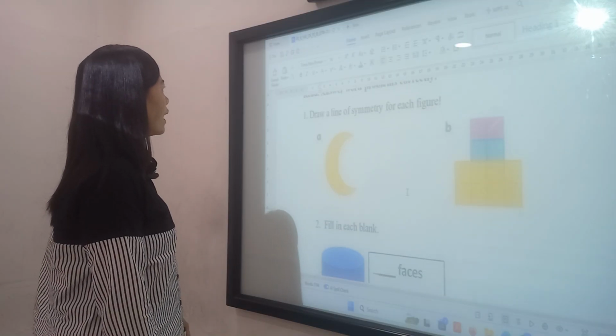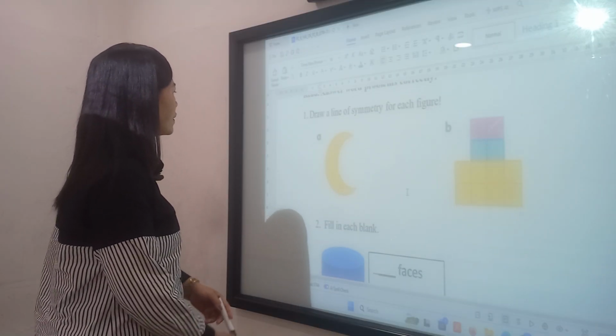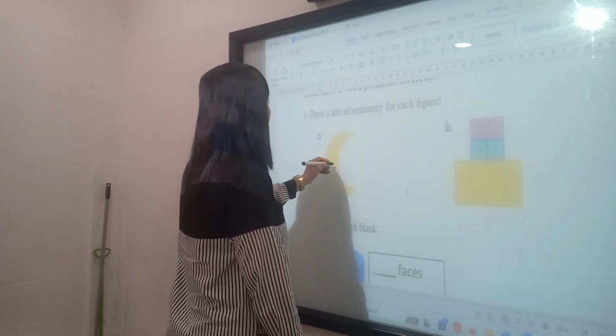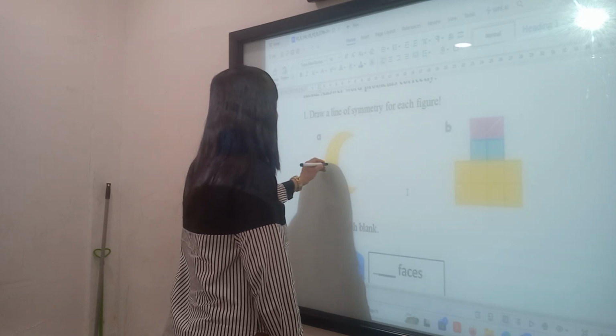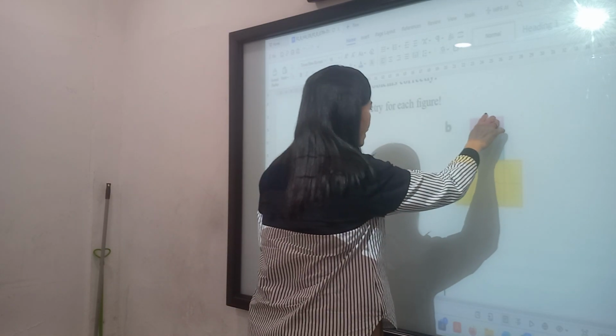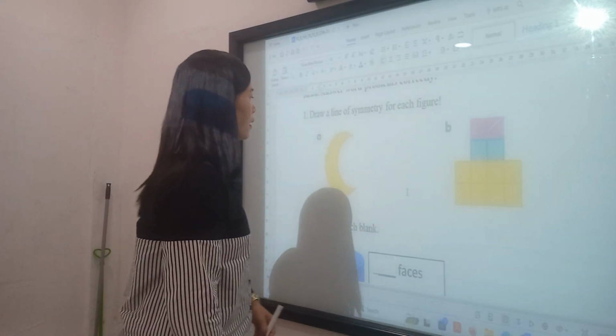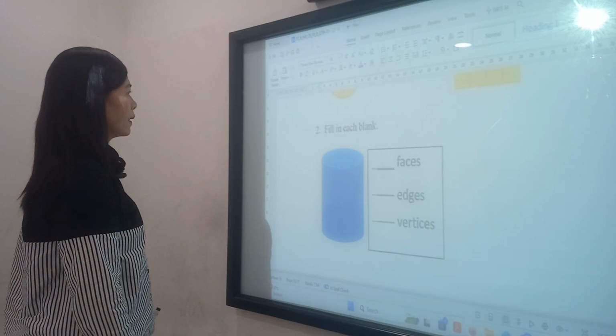Next. Draw a line of symmetry for each figure. Here, I draw a line here. Symmetry is here, and then symmetry is here. Yes. Next.